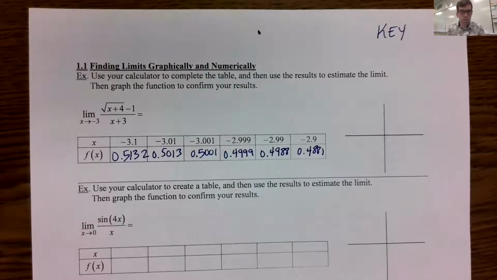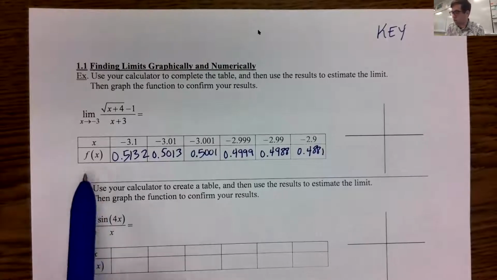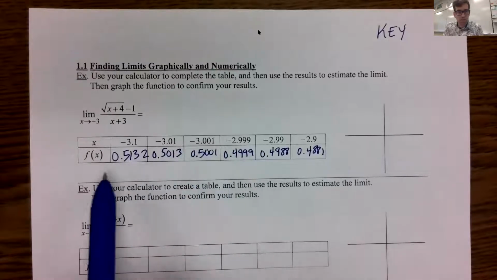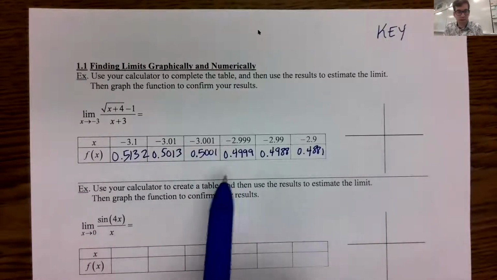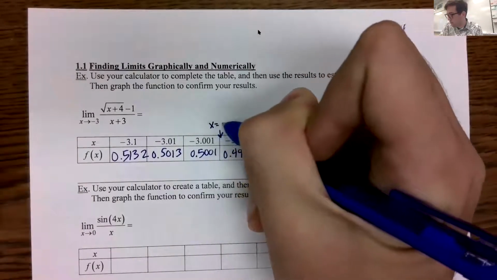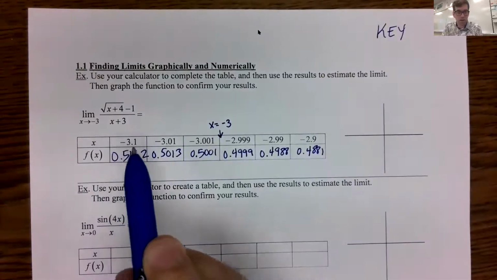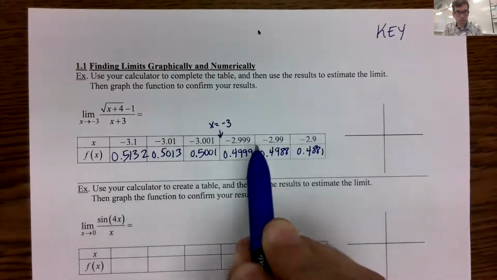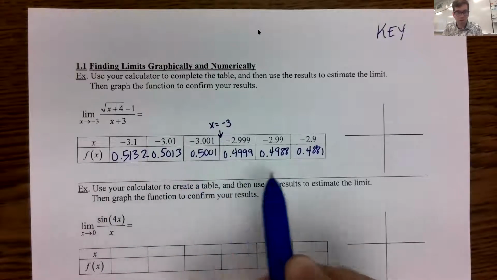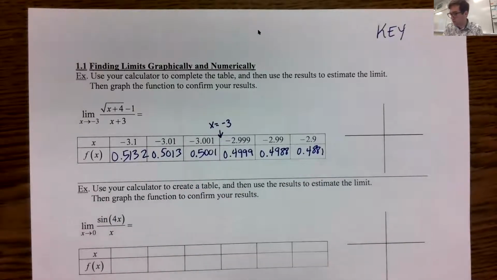The question says, after we complete the table, use the results to estimate the limit. So I want to know what y value or f of x value does it look like we're approaching from the left and from the right of -3. So right in the middle here is x equals -3. You can see our x values are getting closer and closer to -3 from the left and from the right. So what are our y values getting closer and closer to? Hopefully you can see that it looks like it's 0.5.